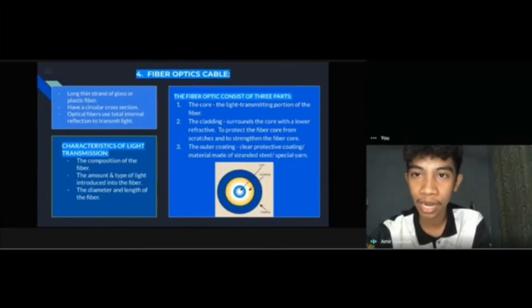And the third one is the outer coating, which usually comprises one or more coats of a plastic material to protect the fiber from the physical environment. Typically, it is a clear protective coating or a material made of stranded steel or a special yarn known as Kevlar. What is Kevlar? Kevlar is strong and preferred over steel as it is an insulator.